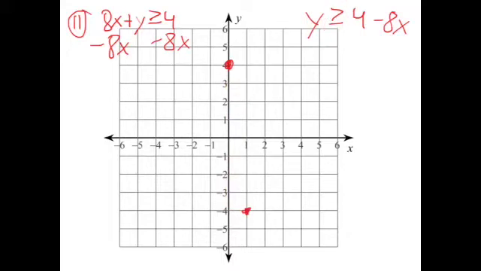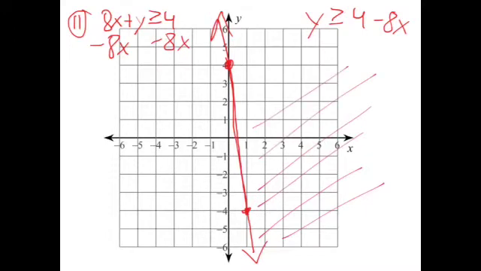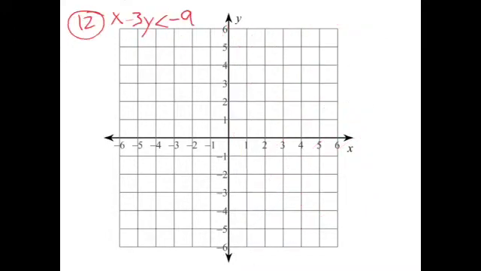Y can be equal to, so I'm going to use a solid line for my line here. Just like that. And it says greater than. Well, greater than is up above the line. So if you take a point and go up, that would make it this side that we're going to shade. And then finally our last one, 12.